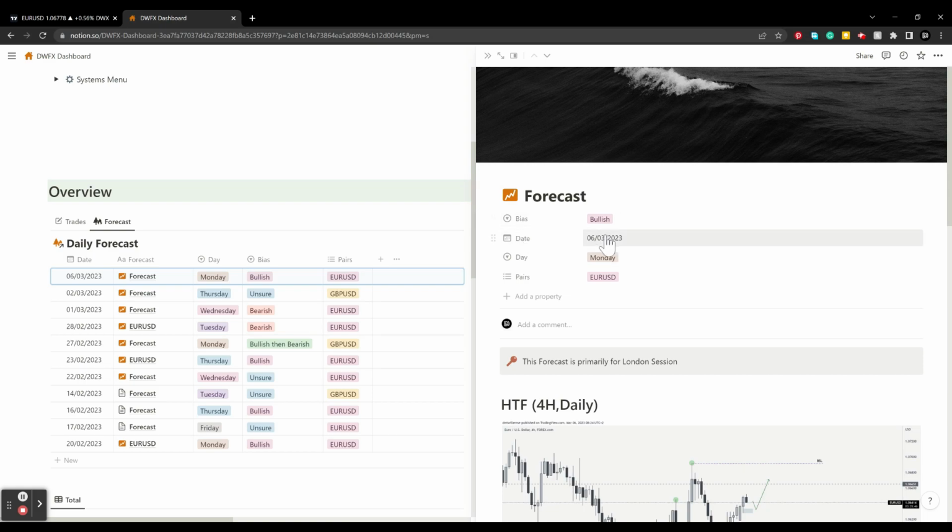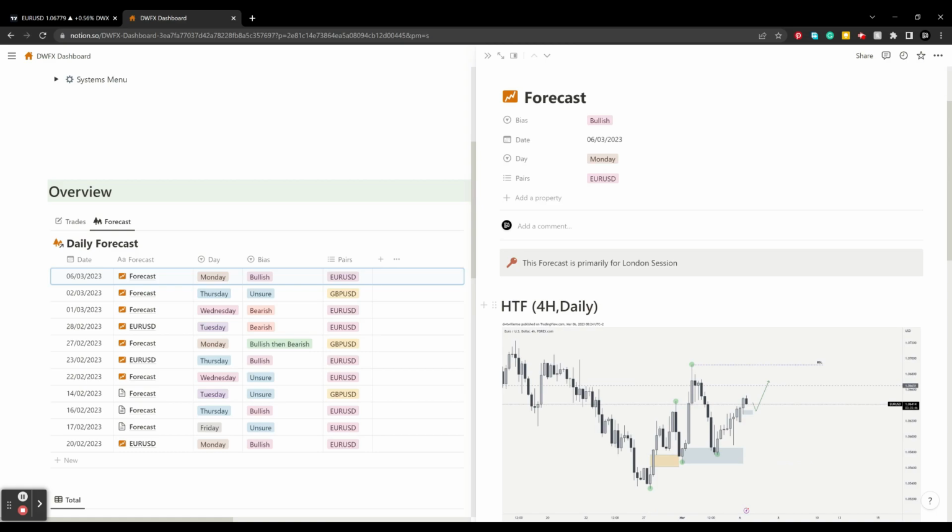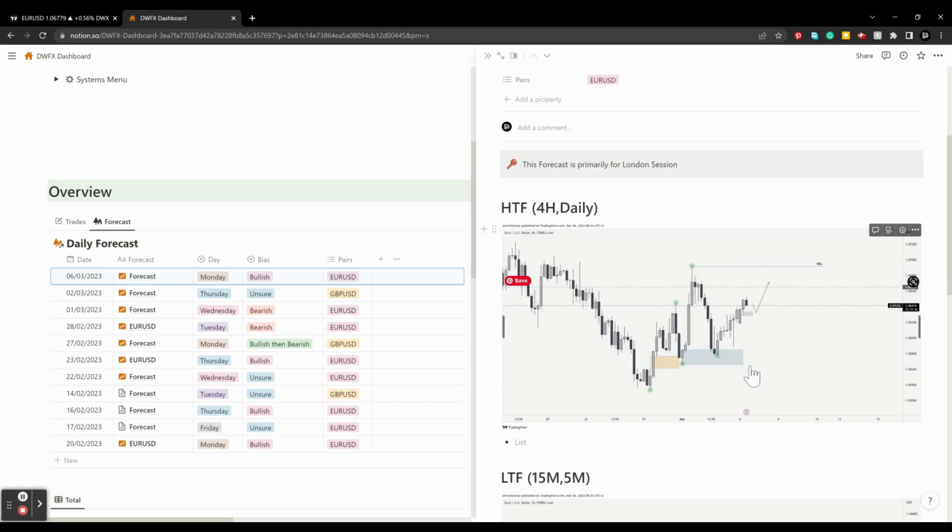So as you can see, the date, the 6th of March, bias was bullish. Day, Monday, pair, euro dollar. This forecast is primarily for the London session. So my idea was looking for longs. I gave a whole analysis or breakdown of this setup, of this price action, in the weekly Forex liquidity outlook. So have a look at that.